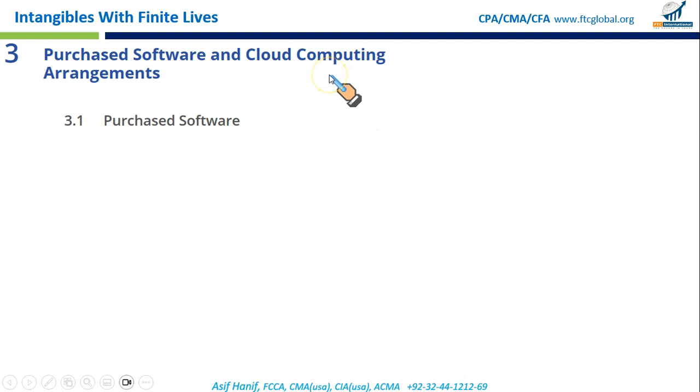Next, we have cloud computing arrangements, or called CCA. So first of all, you need to know what is cloud computing. Like I'm using Microsoft 365, for which I pay $6 per month.